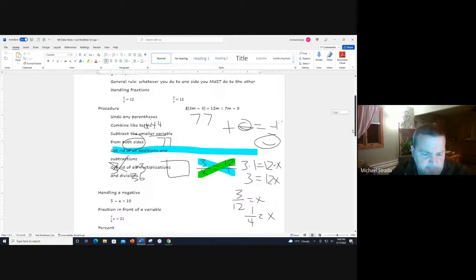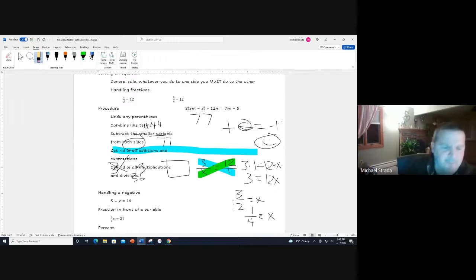So now we're going to talk about handling a negative. Remember, when it's 5 minus x equals -10, the variable, not the constant, is a negative. So I'm going to subtract 5 from both sides. That's going to cancel out the 5, but please remember that that's a negative x.